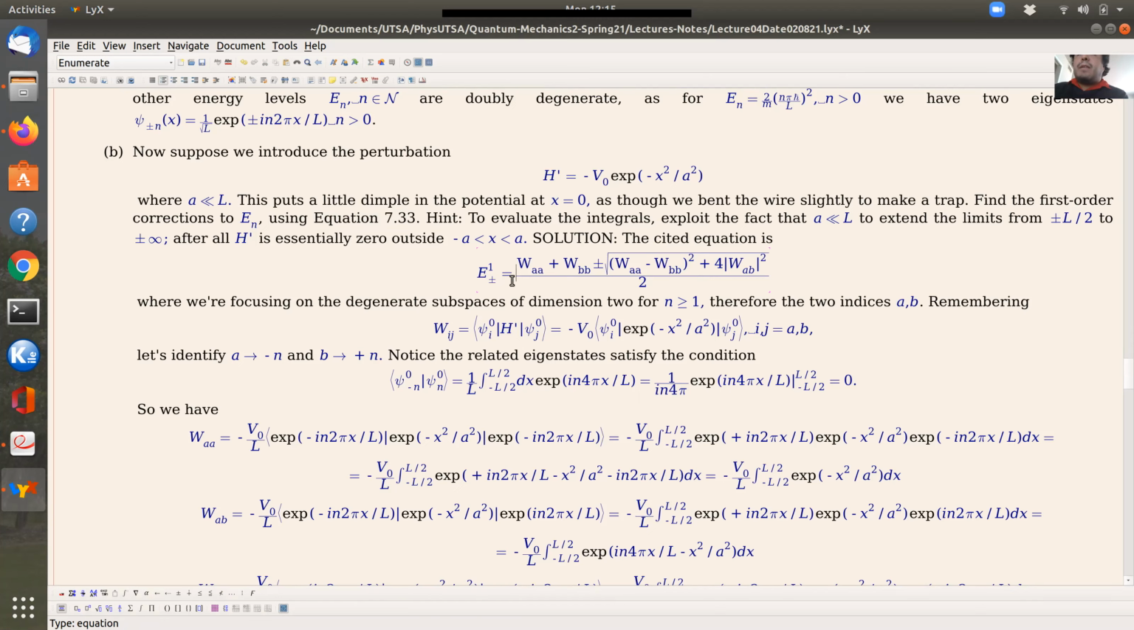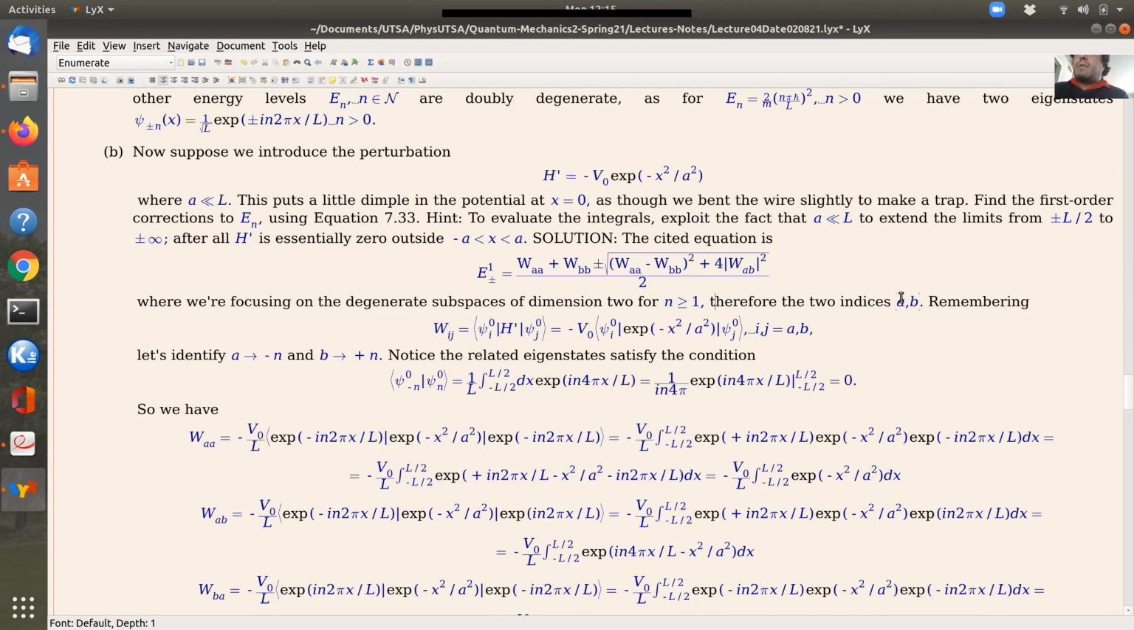So we have E plus minus, again, the trace plus minus the square root of the diagonal terms being subtracted from each other, plus four times the norm squared of the off-diagonal term, divided by 2. And again, we're focusing on the degenerate subspace of dimension 2 for n greater or equal to 1. And so we'll have two indices, A and B. So we're focusing on the degenerate subspaces.